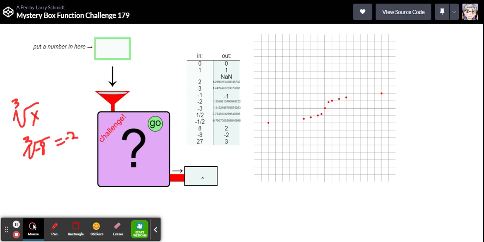Well, let's verify that we got this right. Yeah, there it is. The f of x equals the cube root of x, and we can graph that as well. And there it is. Pretty interesting looking function there.